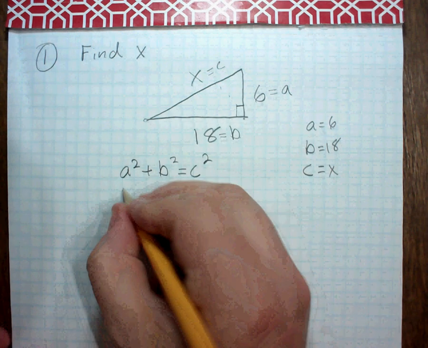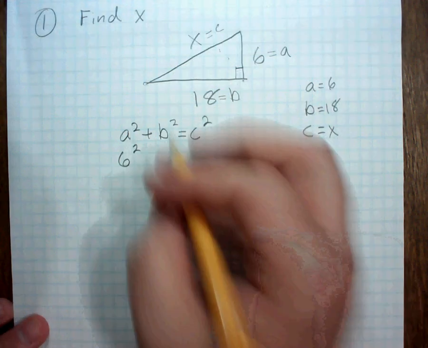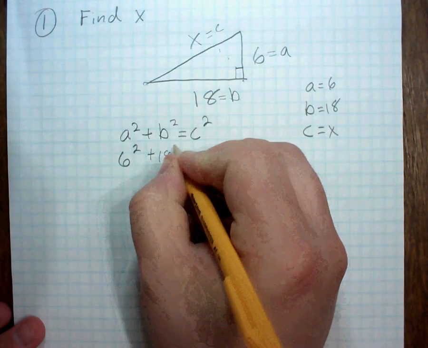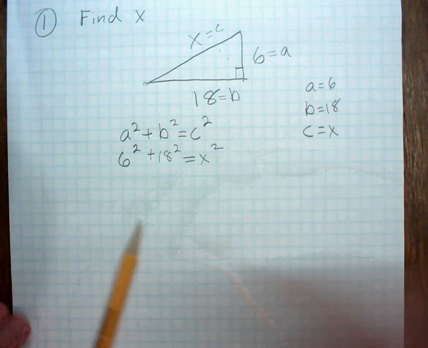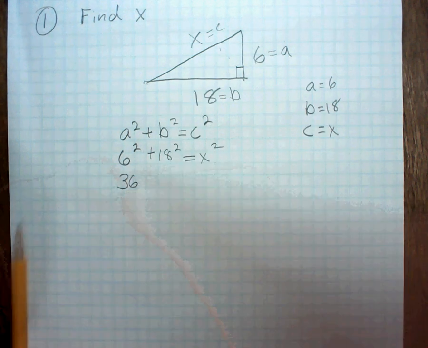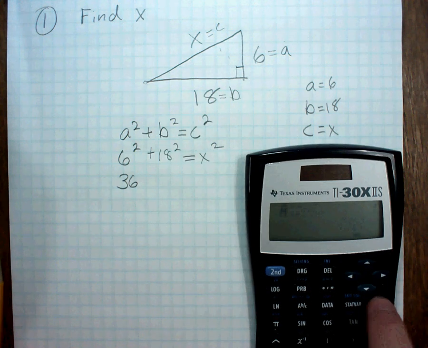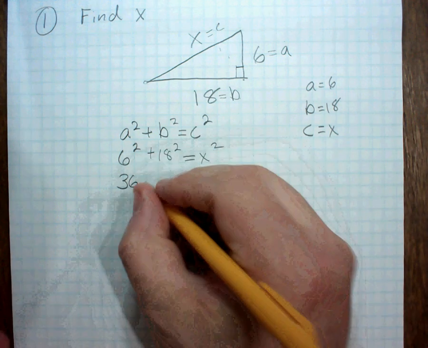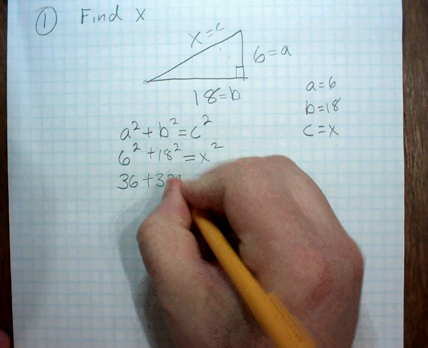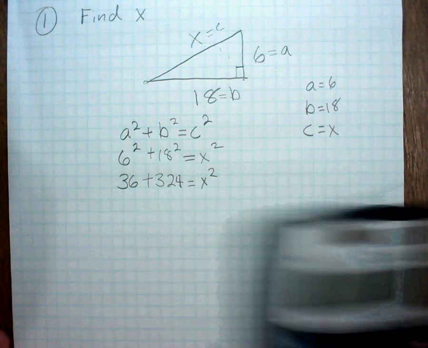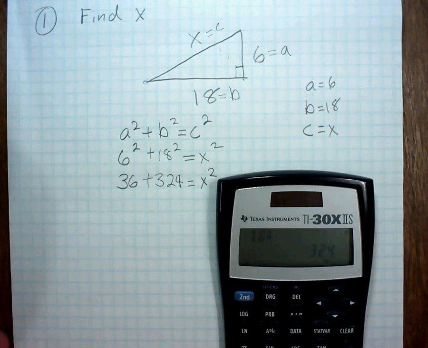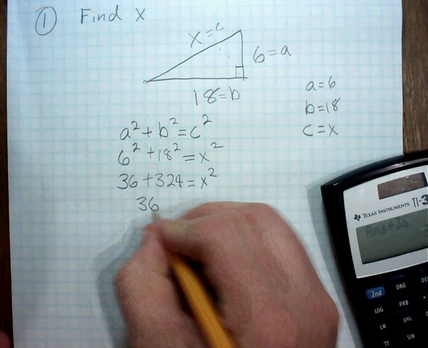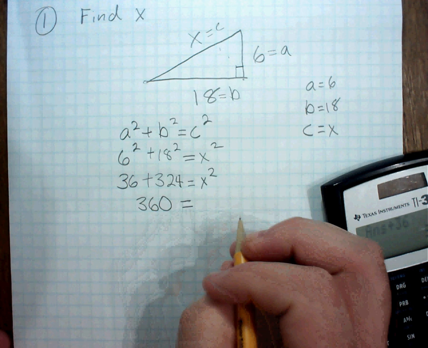So now I'm going to plug that in. 6 squared plus 18 squared equals X squared. 6 squared is 36. 18 squared, that's kind of a big number, so I'll say 18 squared is 324. So 324 plus 36, and this is still X squared. Let's add that together. So all this equals 360 when you add that up.